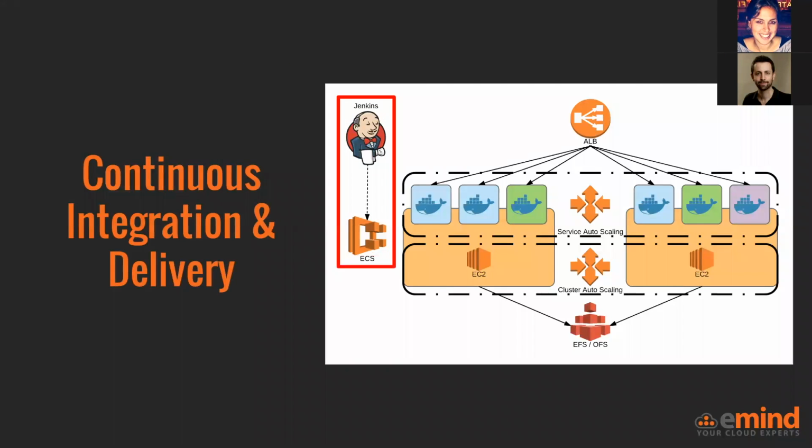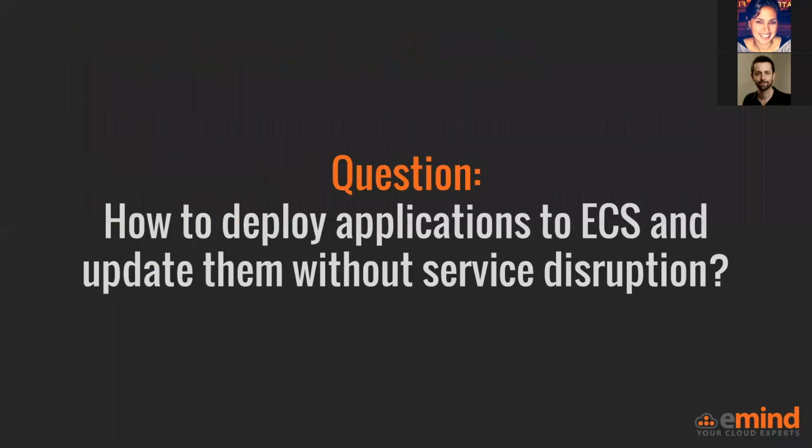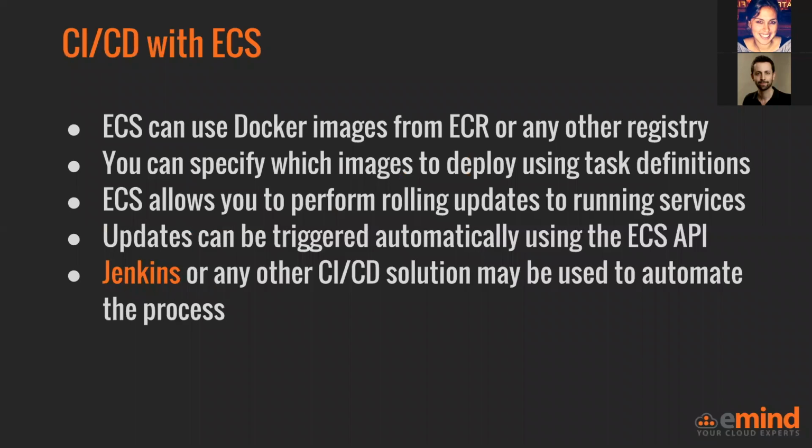Last but not least, continuous integration and delivery, or CI/CD. How to deploy applications to ECS and update them without service disruption. So there are a couple of ECS features which can help you perform CI/CD. ECS may use its built-in Docker registry or any other Docker registry. Now, you may specify exact code revisions by configuring Docker image names and tags in your task definitions.